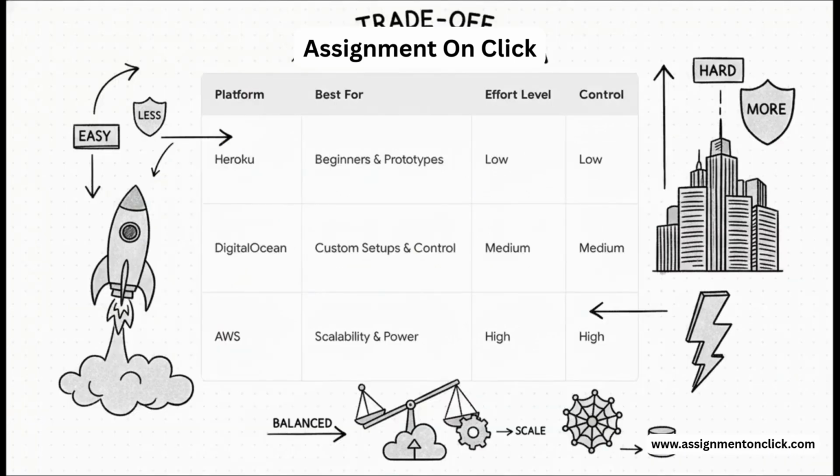And this table really gets to the heart of the decision, doesn't it? It's all a trade-off. Over on one end, you've got Heroku. Super low effort, but you also get low control. It's absolutely perfect for beginners or just getting a prototype online fast. All the way on the other end is AWS. Super high effort, but you get an insane amount of power and control. It's built for massive scale. And sitting right there in the middle is DigitalOcean, giving you a really nice balance of both. Let's dig into what that actually feels like.